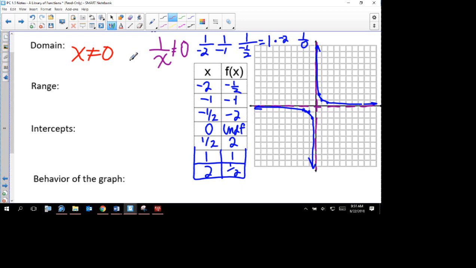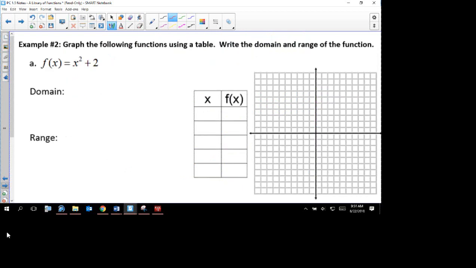How about range? All the way down? All the way up? Except for 0. So y does not equal 0. Intercepts. X and y axis? None. Okay, so those are basically our parent functions.